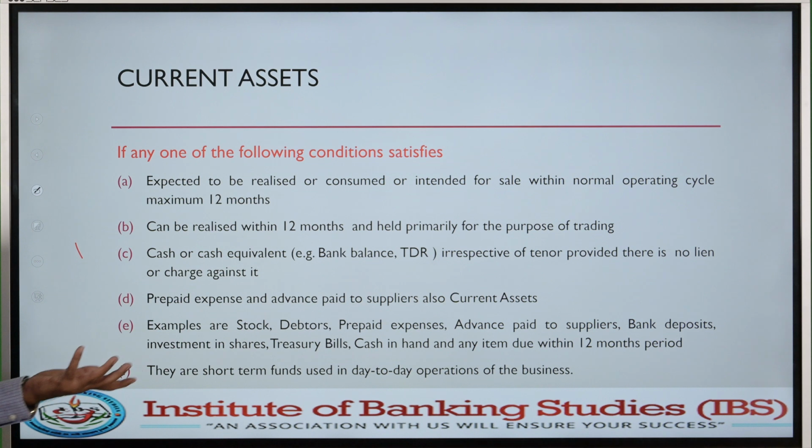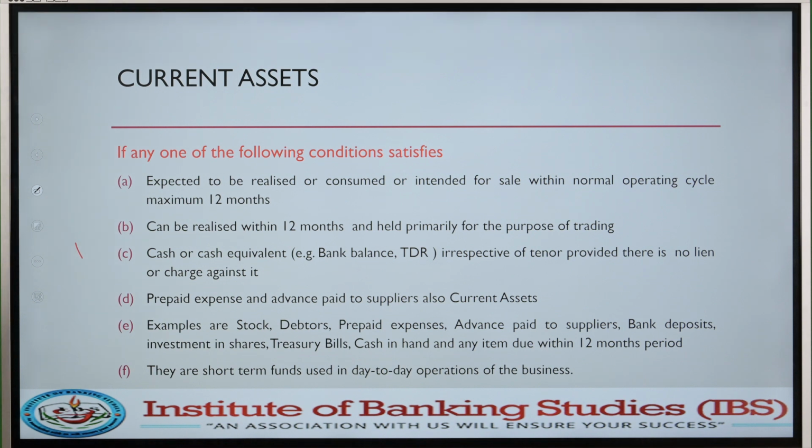Here I have listed some of the features of the current asset: expected to be realized or consumed or intended for sale within the normal operating cycle, maximum 12 months, and held primarily for the purpose of trading; cash or cash equivalent, for example bank balance, term deposit receipts, etc., irrespective of the tenor, provided there is no lien.